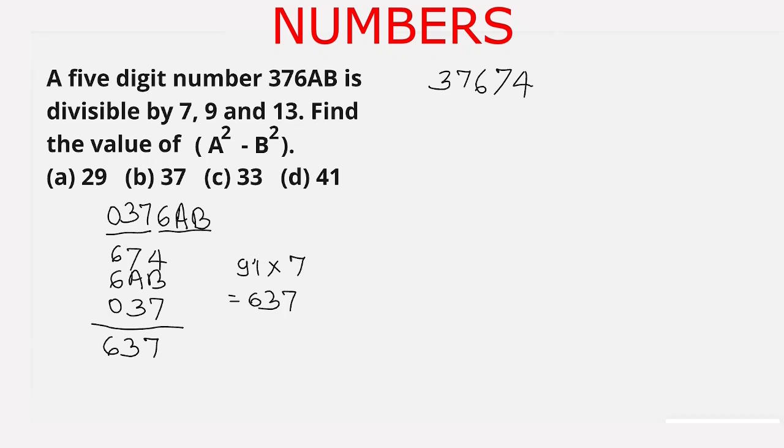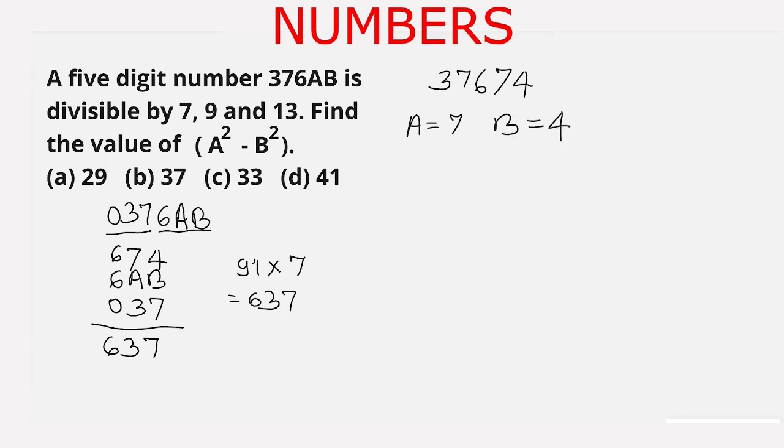So we add the digits, and if the sum of the digits is divisible by 9, then this number is also divisible by 9. So we take the sum of the digits. 3 plus 7 is 10, 10 plus 6 is 16, 16 plus 7 is 23, plus 4 is 27, and 27 is divisible by 9. So the number 37674 is divisible by 9. And from here we can find the value of A equal to 7 and B equal to 4.